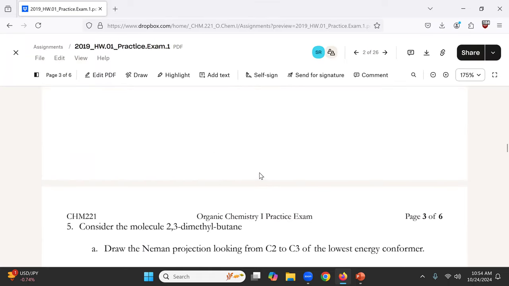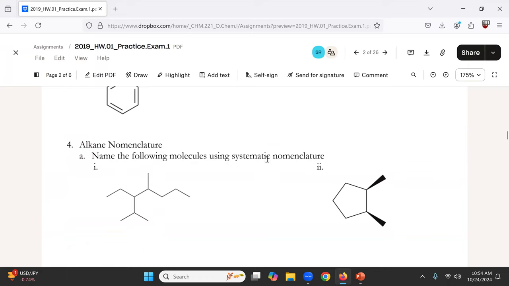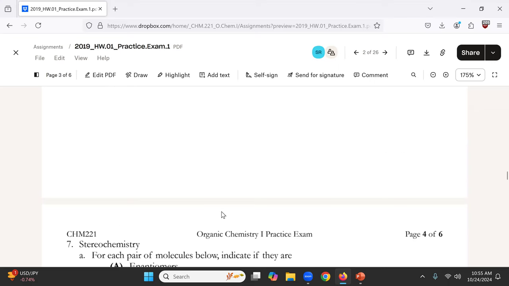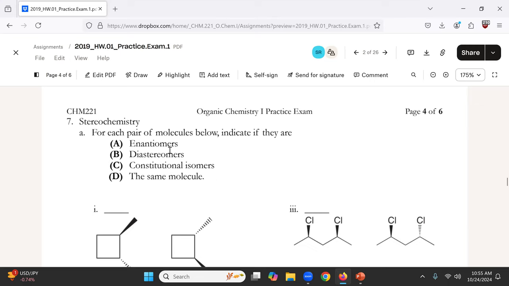So basically, where it can show up is naming them. Just make sure if you see a stereo center that you name it R versus S. And then the other places: for each pair of molecules below, indicate if they're enantiomers, diastereomers, constitutional isomers, or the same molecule. If they're the same molecule, a lot of times it looks like it could be an enantiomer, but if you give it the same designation both times, you look at it and say, oh, that one's R, this one's also R, then it's actually the same molecule. Technically, it's multiple choice. Some of these are easier to rule out than others. We'll define diastereomers.